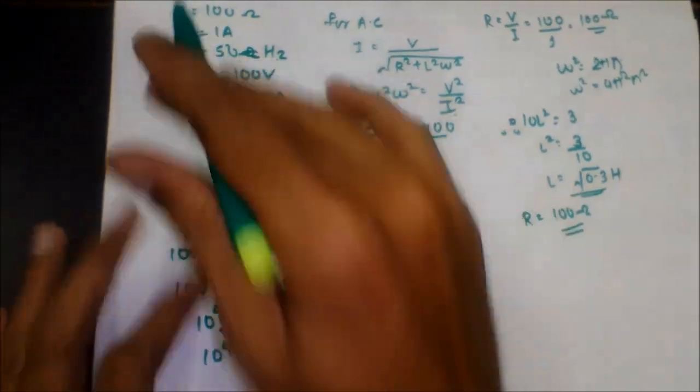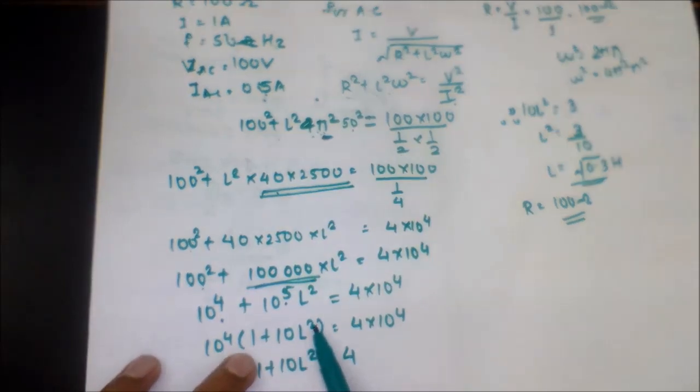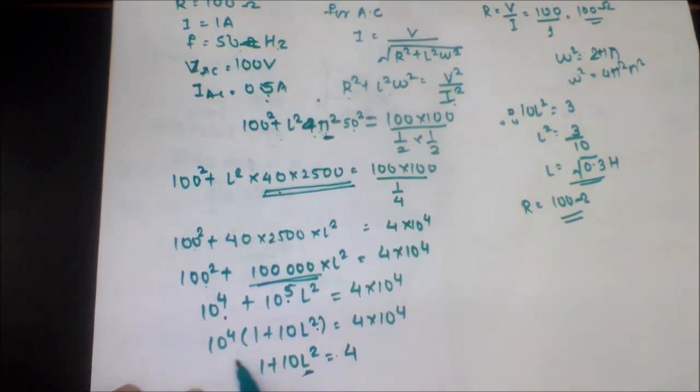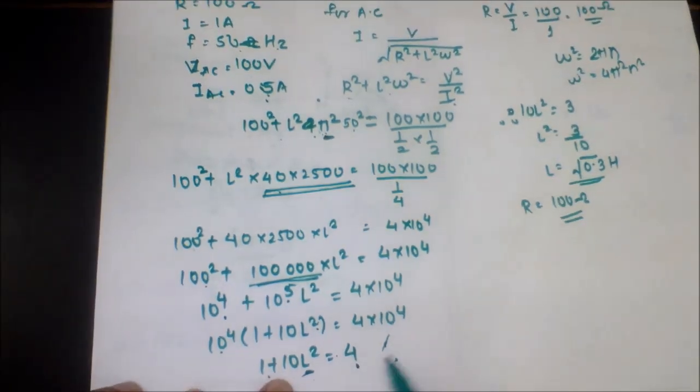So we put down 10 raised to 4 outside, so that becomes (1 plus 10 L) whole squared, which is again equal to 10 raised to 4. So we are finding the inductance value L. This 10 raised to 4 goes down, the 10 raised to 4 gets cancelled, and we are left with 4. So 1 goes there, it becomes 3.